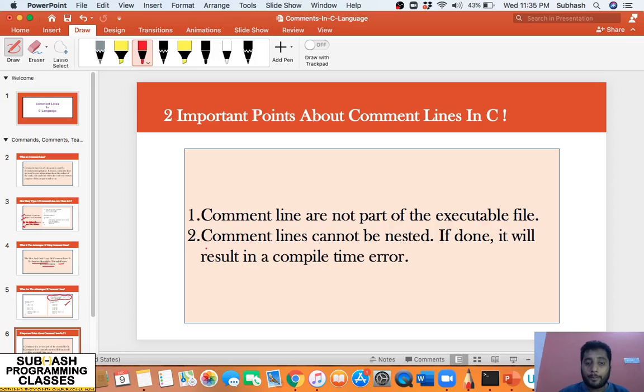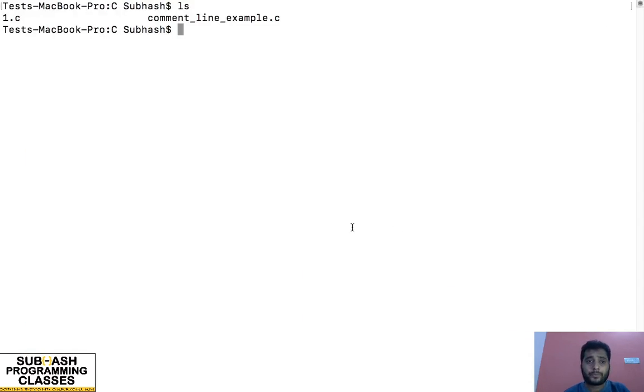And the second point says comment lines cannot be nested. If done, it will result in a compile time error. It means you cannot nest a multi-line comment. I will show you that, and I will also show you that we actually get an error. So I have a program called comment line example, so vi comment line example.c.